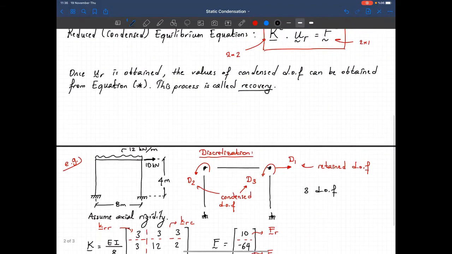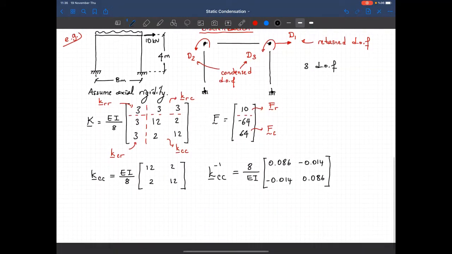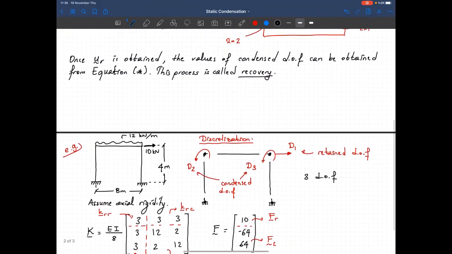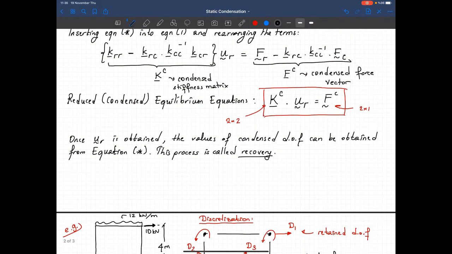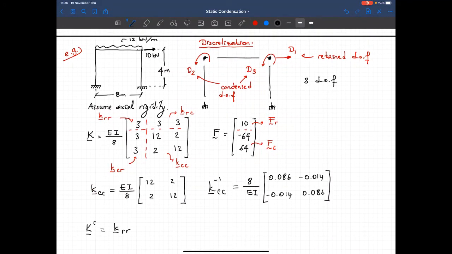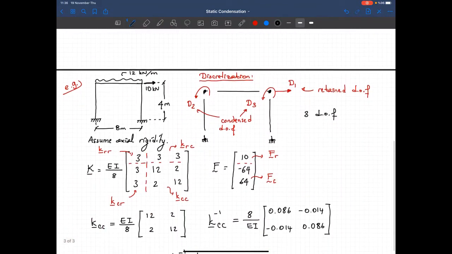So let's write that equation, Kc equation now. Kc is equal to KRR minus KRC multiplied by Kcc inverse multiplied by KCR. Let me check. Yes. Okay.